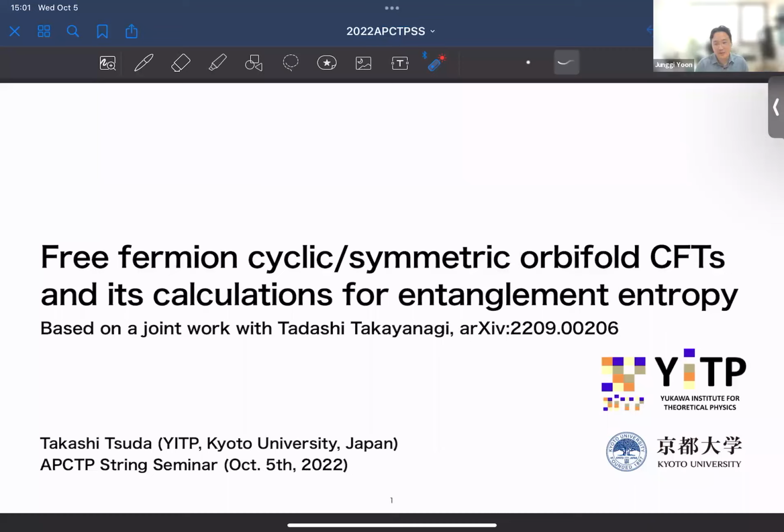It's a great pleasure to introduce today's speaker, Takashi Tsuda. He is a PhD student at YITP, and recently he published an interesting paper on the orbifold CFT with Professor Tadashi Takayanagi. Today he will tell us about this paper on the free fermion cyclic symmetric orbifold CFT and its calculations for the entanglement entropy. Please join me in welcoming our speaker.